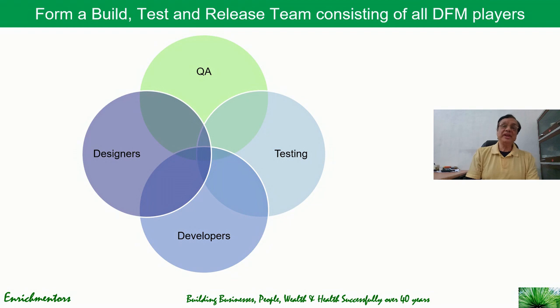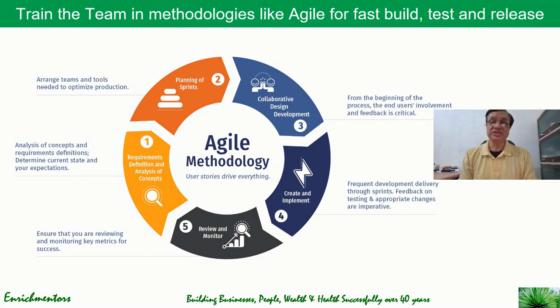Second thing, we need to train the team in various methodologies that may be applicable, including the DFSS methodologies, design thinking, as well as project management tools like agile for fast build, test and release. Agile, I think, is a wonderful technique that can help us do iterations quickly and get us what we want. So agile would be a good methodology, apart from other DFSS and design thinking tools, that we can train this team on, if not already trained.